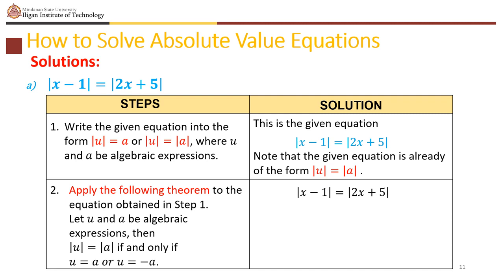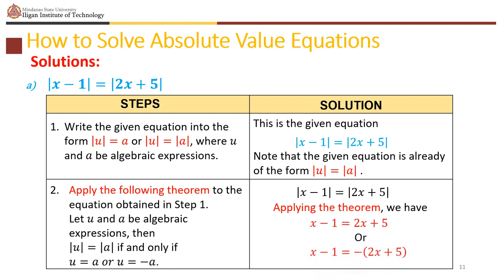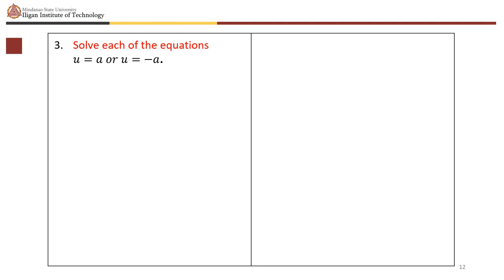And then we have the following: the absolute value of x minus 1 equals the absolute value of 2x plus 5. Applying the theorem, we have x minus 1, you remove the absolute value sign there, equals 2x plus 5, it's positive, just like what we have here. Or x minus 1, this time the negative of a, which is here 2x plus 5, that is, negative of 2x plus 5. And then we solve each of the equations, u equals a or u equals negative a.